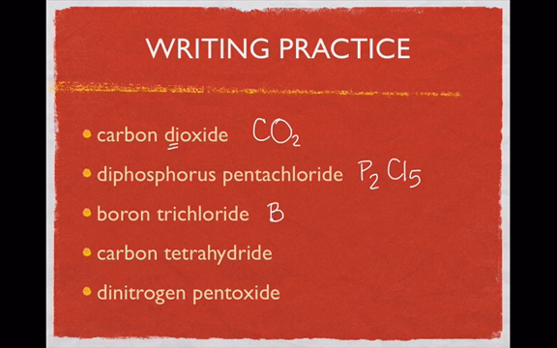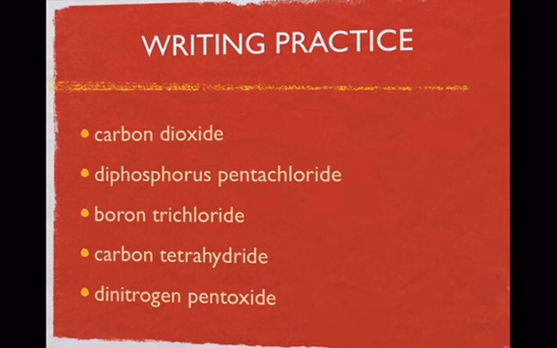Boron, if there's no prefix, there's one of them. Tri is 3, chloride is Cl, so BCl3. Carbon, no prefix, so it's just carbon. Tetra is 4, hydride is hydrogen, so CH4. Dinitrogen, di being 2, pent is 5, oxide, so N2O5. So those should go pretty quickly for you because you don't have to worry about balancing out all your charges.